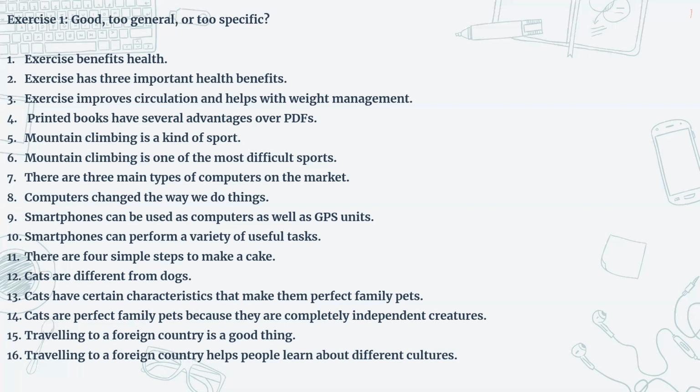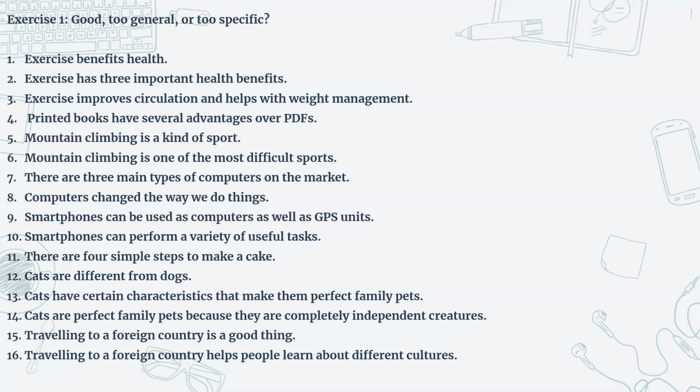Six, mountain climbing is one of the most difficult sports. Okay, this is a good topic sentence. It has the topic, mountain climbing, and the controlling idea: it's one of the most difficult sports. So maybe for the rest of the paragraph, I will be listing the reasons why it's the most difficult sport. Seven, there are three main types of computers on the market. Okay, I like this one. This is a good topic sentence. It's not too general nor too specific.